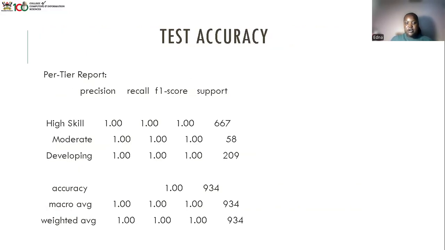The test accuracy for agglomerative clustering is that it achieves 100% accuracy across all the 3 tiers based off the 934 samples in the test split, with precision, recall, and F1 score all at 1.0, and out of all our 4 models, this is the one with the strongest classification, whereby high skill covers 667 samples, the moderate covers 58, and the developing covers 209 samples.